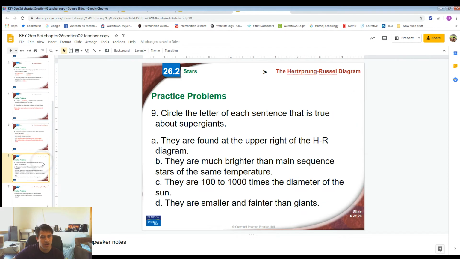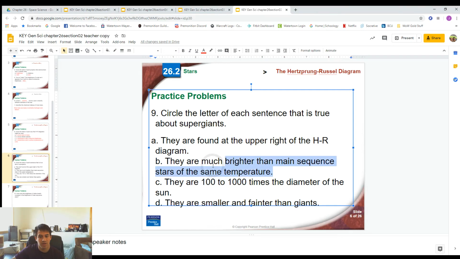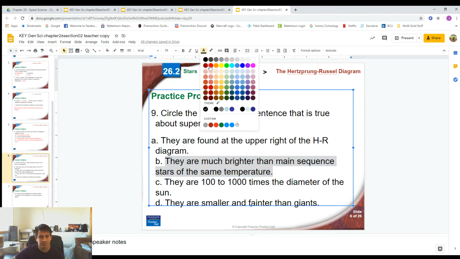All right, number 9, circle the letter of each sentence that is true about supergiants. They are found at the upper right of the HR diagram. That is false. They are on the upper left. The upper right are the giants, so that's not true. Letter B, they're much brighter than main sequence stars of the same temperature. That is true.